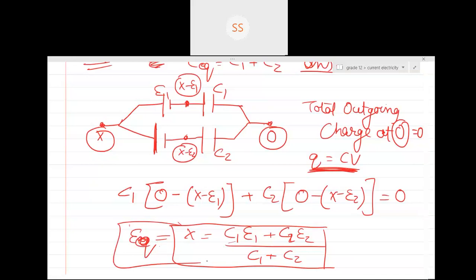Sir, could you explain from total outgoing charge? Total outgoing charge, sure. Can you see 0 minus (x minus E1) will be the potential difference across C1, right? Yes, sir. So potential difference multiplied by the capacitance is basically the charge, the total outgoing charge. Similarly, 0 minus (x minus E2) is the potential difference across C2, multiplied by C2 will give you the charge. In case of resistance, we divide by resistance, but in case of capacitance, we multiply by capacitance, right? Okay, sir. So when you solve this, you get this. So this is your E equivalent.